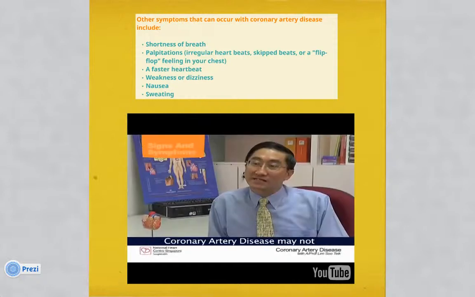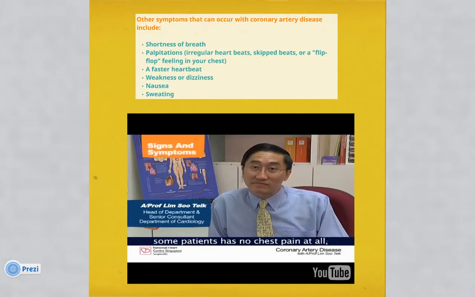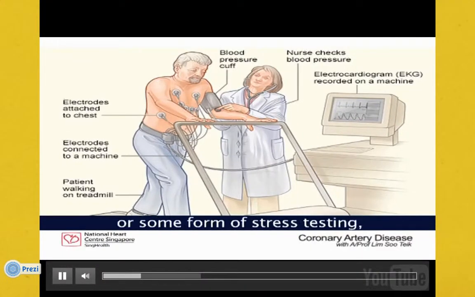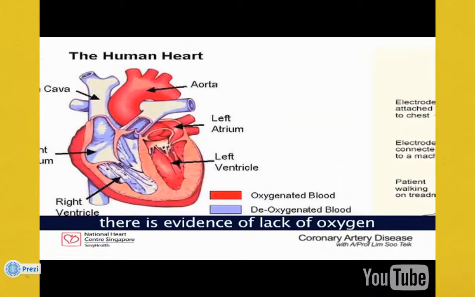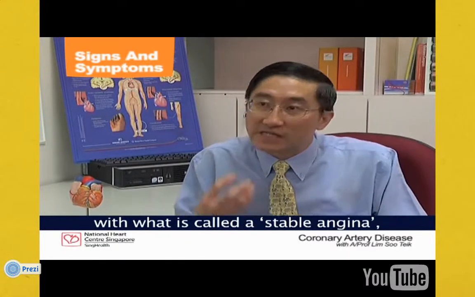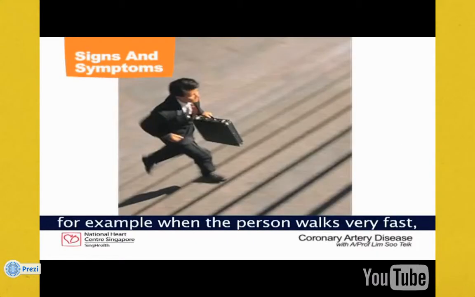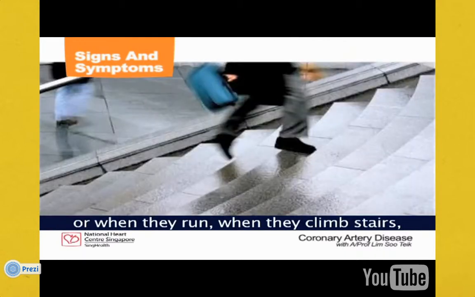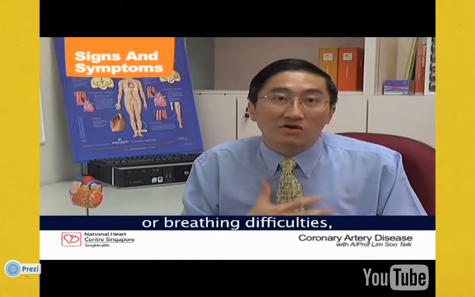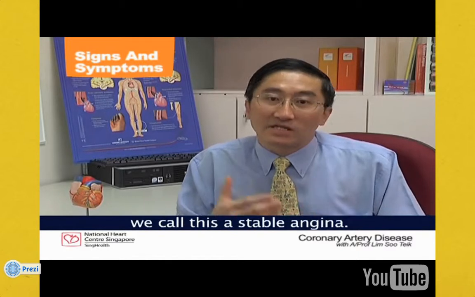So coronary artery disease may not manifest any symptoms. Some patients have no chest pain at all, but on exercise tests or some form of chest testing, there is evidence of lack of oxygen supply to the heart. Another group of patients present with what is called a stable angina, where on exertion, for example, when the person walks very fast, or when he runs, when he climbs stairs, he experiences chest pain, chest discomfort, tightness, or breathing difficulty. We call this a stable angina.